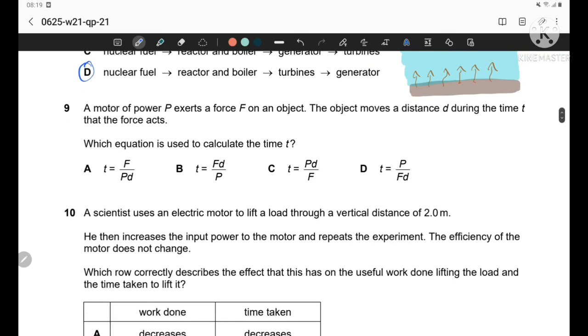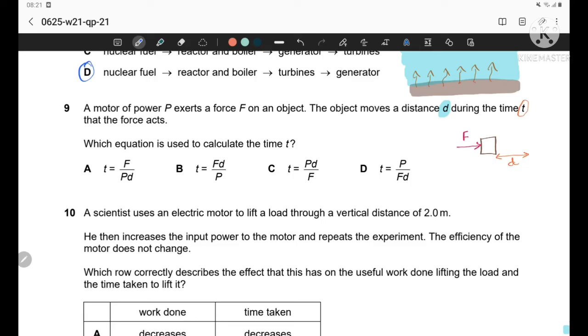Question 9. A motor of power P exerts a force F on an object. The object moves a distance d during the time t that the force acts. Which equation is used to calculate the time t? So we have an object here and a motor exerts a force F on the object, and because of this force the object moves a distance d, and the time taken for this is t. So we need to write the equation of t.